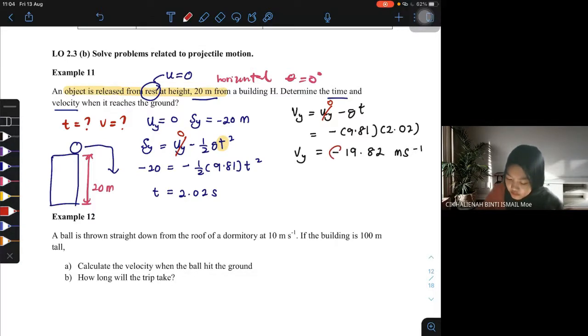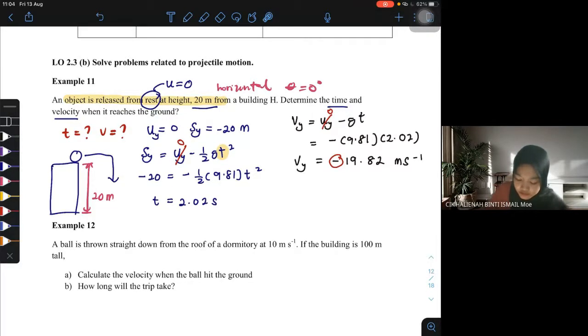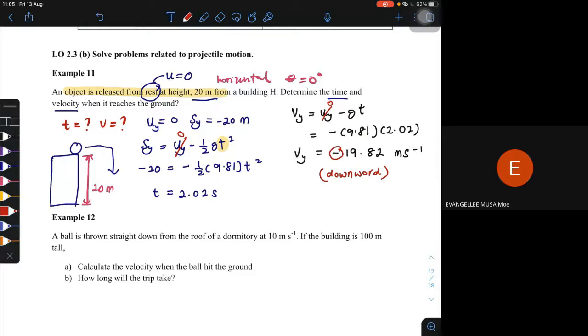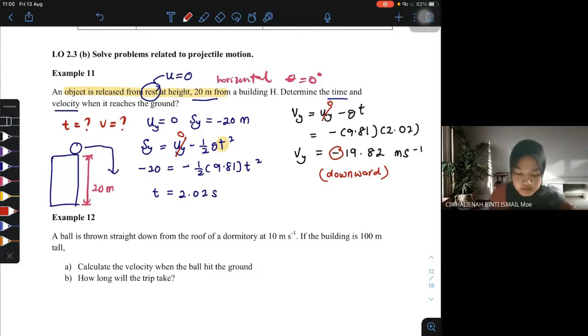Okay, so kamu mesti dapat negatif. You should be able to get negative because the direction of the object is going downward. So obviously velocity dia pun akan ke bawah. So direction dekat sini kena set downward. Okay, negative 19.82 meter per second, and then you set the direction which is downward. Okay, any questions so far? Kalau miss laju, please bagi tahu lah kalau laju sangat. Tiada, Miss. Jelas. Okay, boleh continue to the next example.